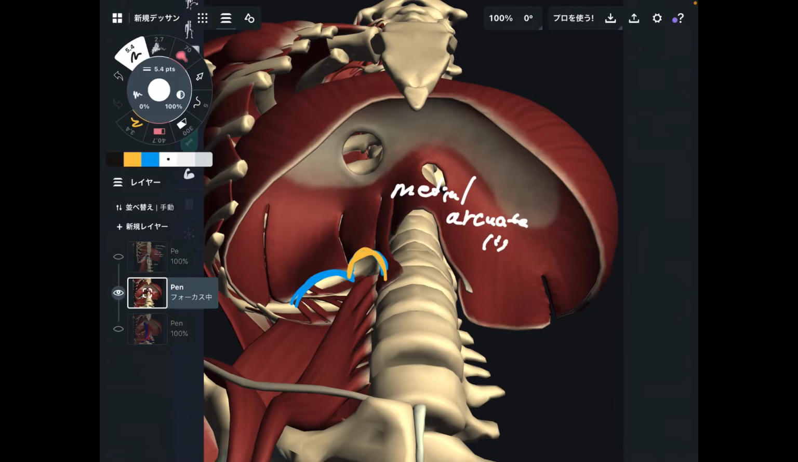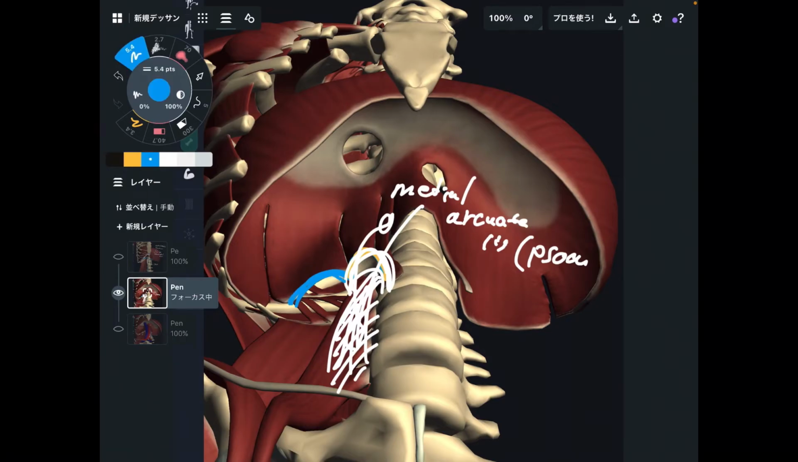Medial arcuate ligament. This part has connection with psoas. See, this is psoas. You can say there is myofascial connection between psoas and diaphragm because diaphragm attaches to this connective tissue. Very important. If psoas gets tight, this tightness may affect for diaphragm. Vice versa, if diaphragm gets tight, this tightness may affect for psoas. This relationship is very important.